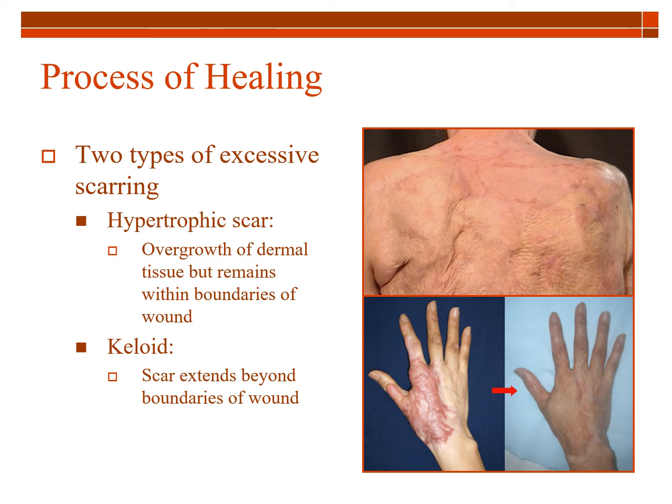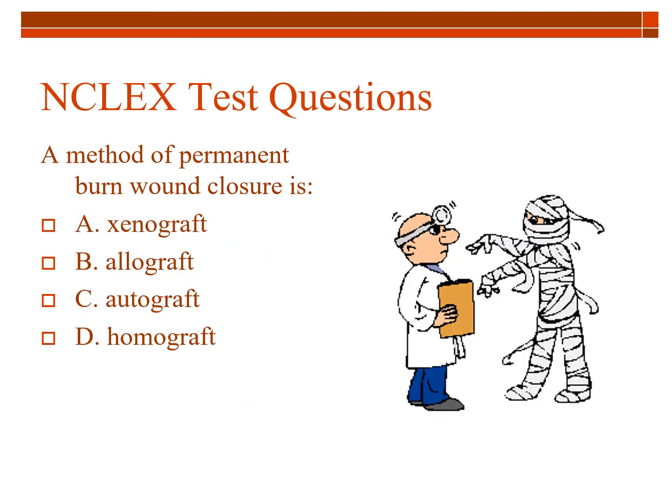There are two types of excessive scarring. There is hypertrophic scarring, characterized by overgrowth of dermal tissue, but the tissue remains within the boundaries of the wound. And then the other type of excessive scarring is called keloid formation. And in this case, the scar extends beyond the boundaries of the wound.